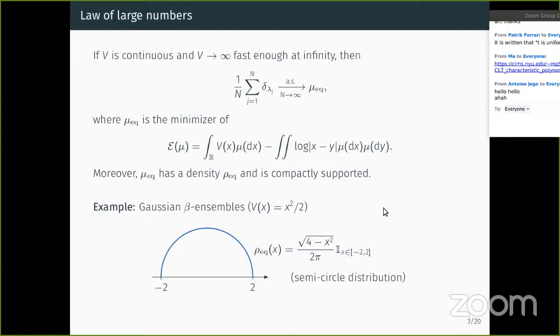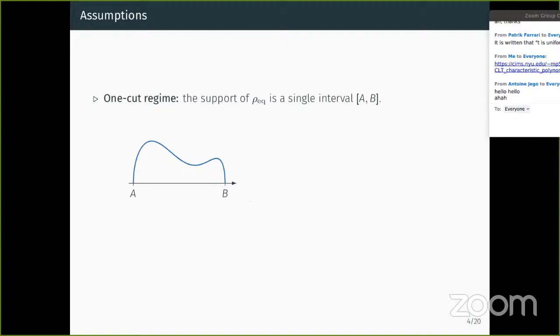Okay. So now I can state our assumptions. So first we need to be in the so-called one-cut regime, which is the fact that the equilibrium measure, which has a compact support, has a connected support. So okay, let's say it's a single interval [a, b].